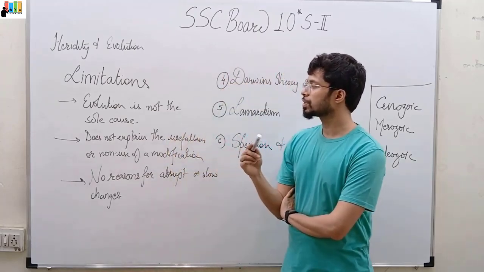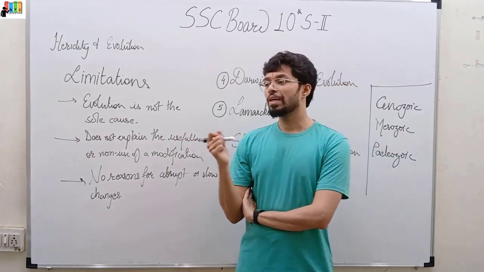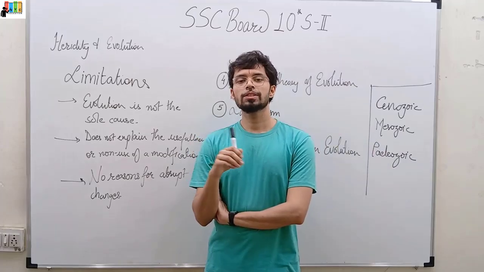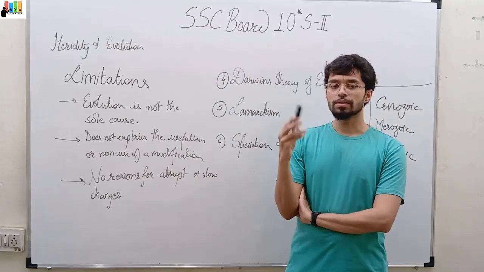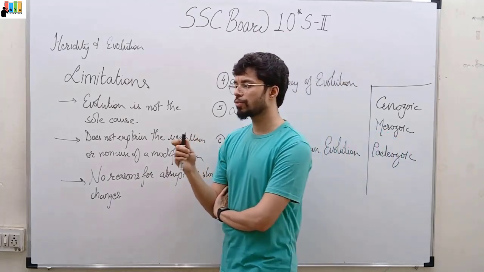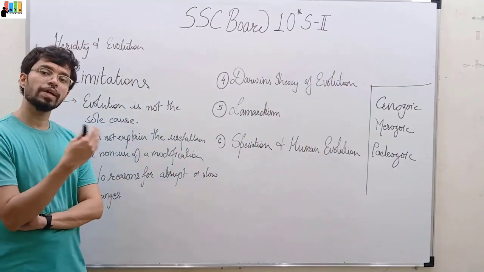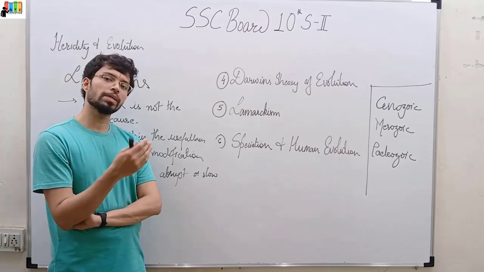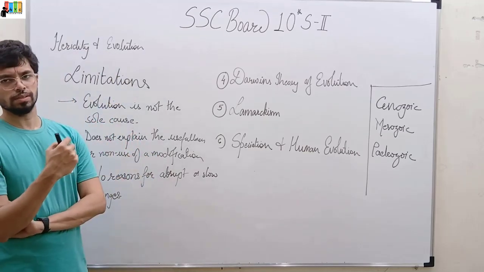Then coming to the first one, you might find this contradictory, but it is true. Evolution is not the sole cause of your theory of evolution. Like the evidences that we saw, like 5 causes of evolution. So all those 5 causes are affecting and they will lead to evolution, but they are not the only things. Then you would ask me, sir, then what else is remaining?